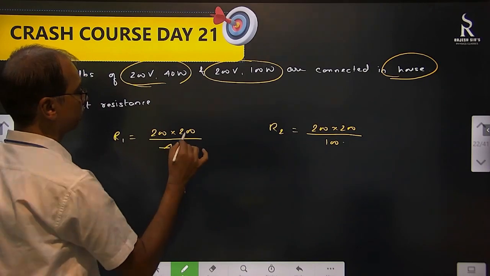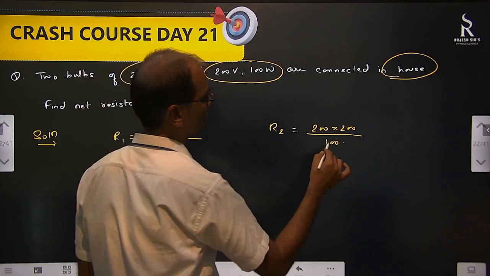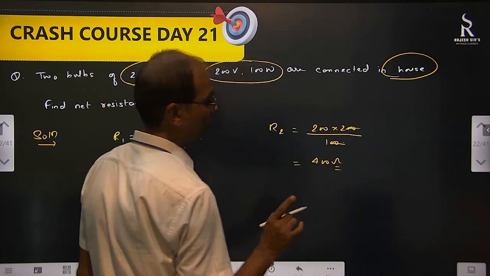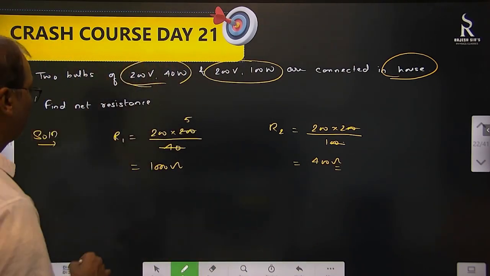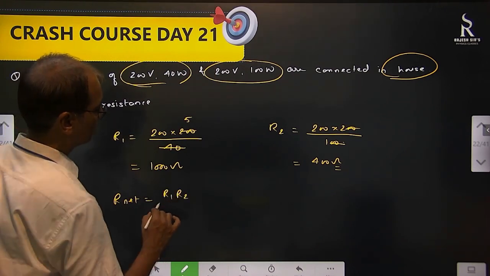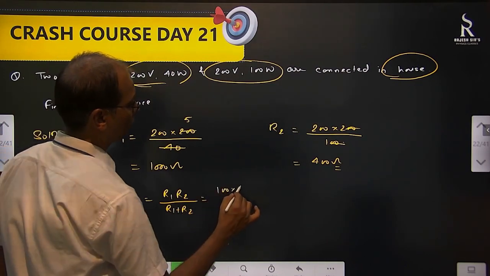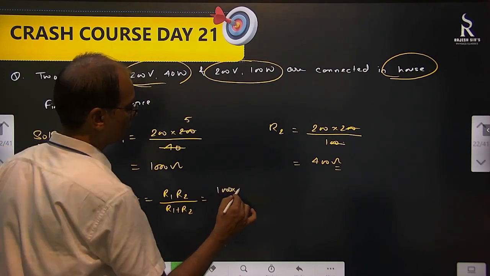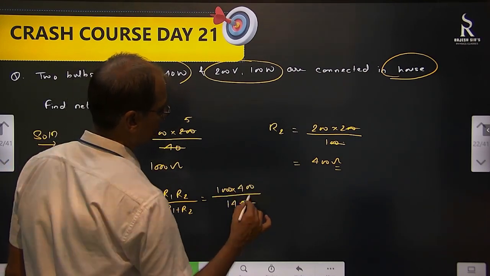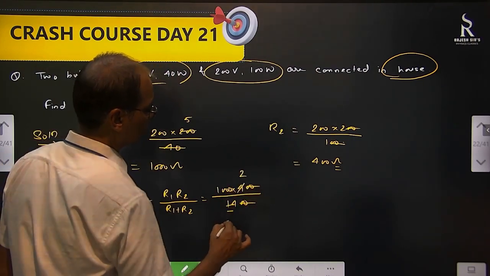Okay. So this comes out to be 1000. And here this is 400. They are connected in parallel, remember, in house. So parallel resistance means R net will be R1 R2 by R1 plus R2. So 1000 into 400 by 1000 plus 400, that is 1400. This and this get cancelled. So this is 2 and this is 7. 2000 by 7.